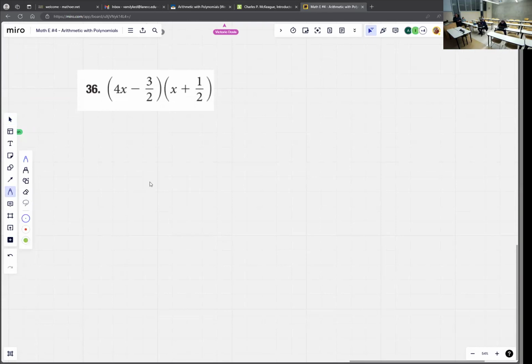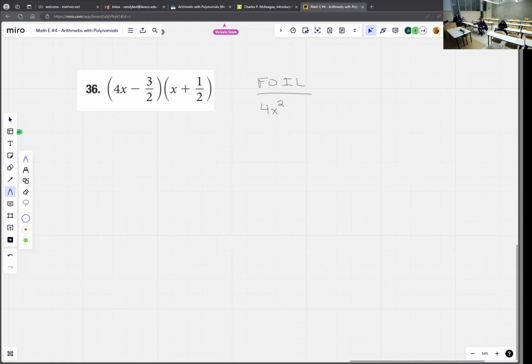Okay, vote for FOIL. Let's start with FOIL. Okay, so there's the two things. What are the first of each pair? 4x and x, they're both positive. So there we go. It's gonna be positive 4x times x makes 4x, and another x makes it squared. So that was the first.